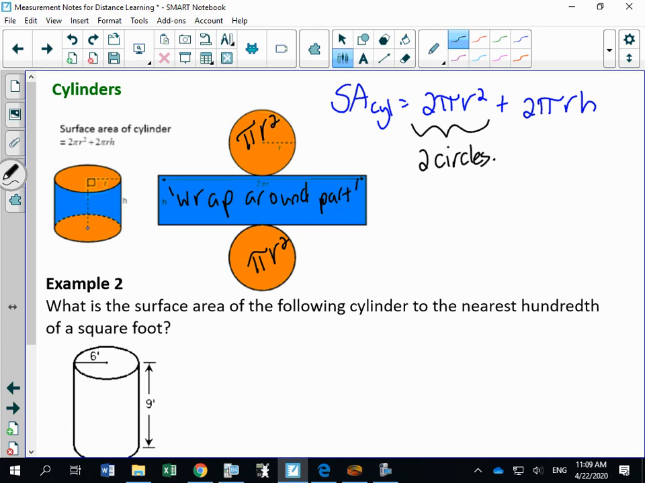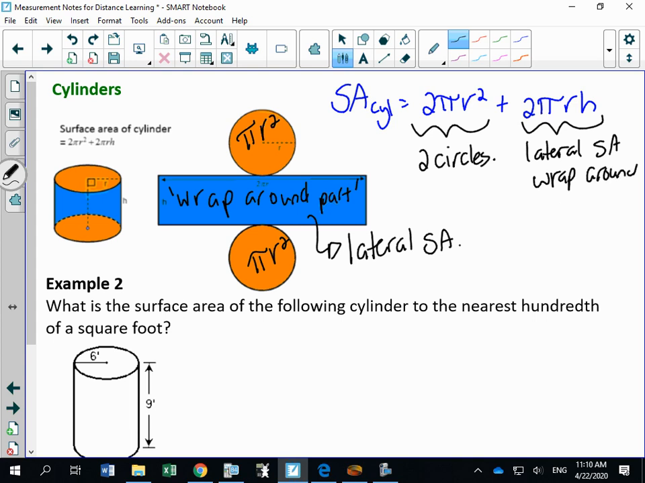And we want to have a better term, a mathematical term, for the wraparound part, and there is one. That technical term is called the lateral surface area. So in the formula 2 pi r h, that would be the lateral surface area, and that is the wraparound part.